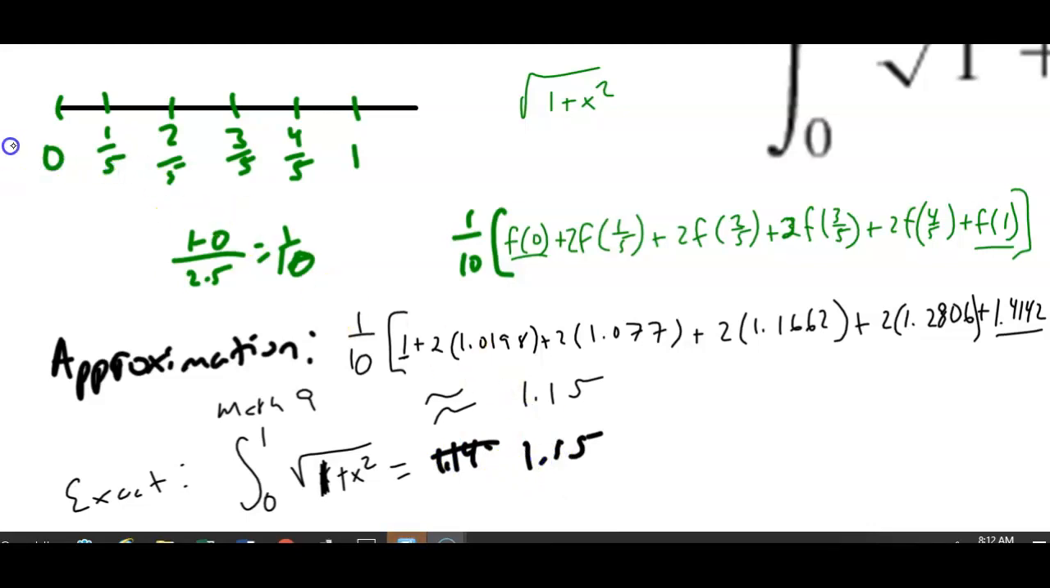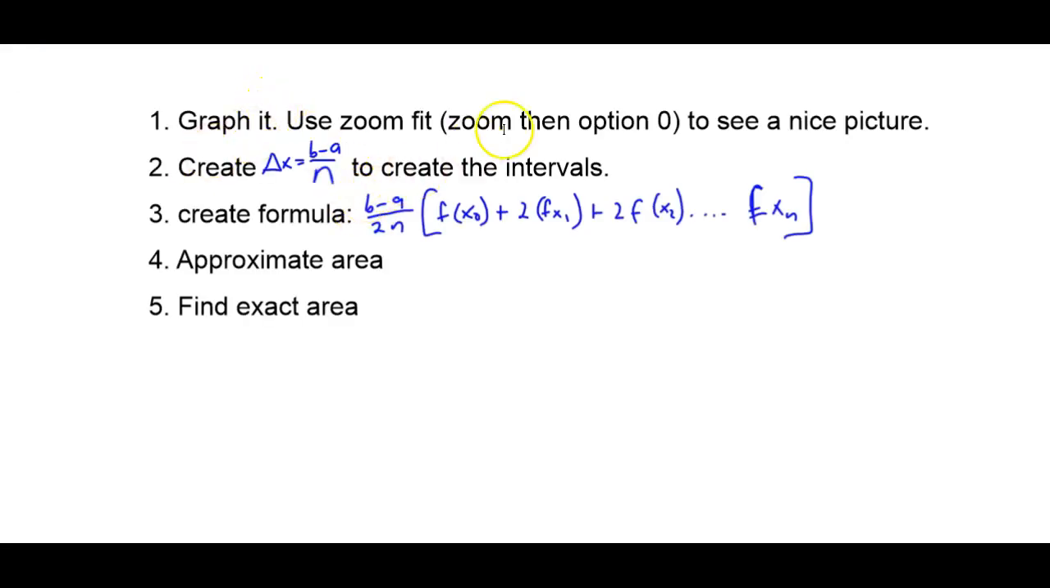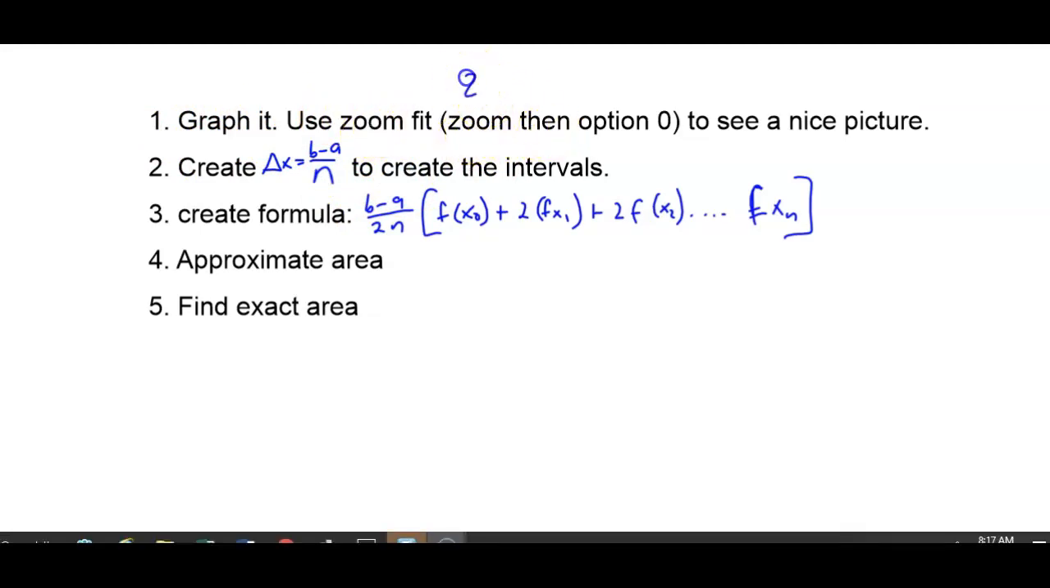Before I conclude this, I just want to show you a couple of tips, because this concludes the lesson. If you follow these steps, you'll always be pretty spot on. One, remember to graph it and use zoom fit, which you just press zoom and then option 0, and that'll give you a nice picture. Two, create your delta x by doing b minus a over n to create the intervals, and use the intervals on your number line. That's how you break it apart.